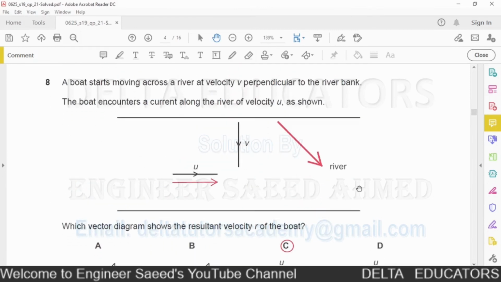Question number 8. A boat starts moving across a river at velocity v perpendicular to the river bank. The boat encounters a current along the river of velocity u as shown. Here it is the velocity of the boat, and it is the velocity of the water current. Which vector diagram shows the resultant velocity r of the boat? Here we have to find the resultant velocity. To find the resultant velocity, we have to add these two vectors by the graphical method.